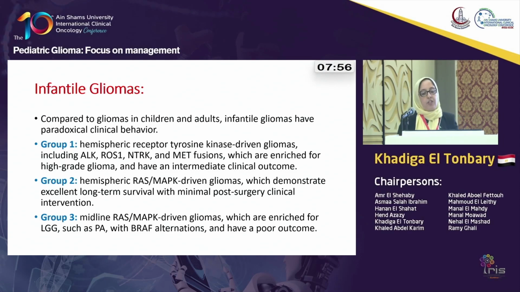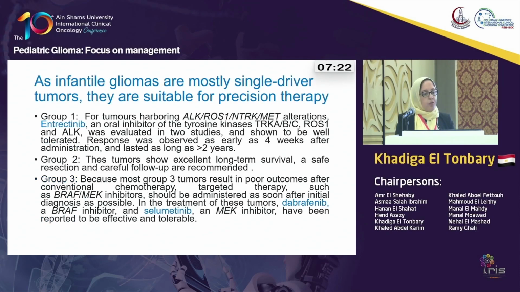Group 1 is hemispheric receptor tyrosine kinase-driven gliomas, and they are enriched for high-risk gliomas and have intermediate clinical outcome. Group 2 is hemispheric RAS-MAPK-driven gliomas, which demonstrate excellent long-term survival with minimal post-surgery clinical intervention. And lastly, Group 3, the midline RAS-MAPK-driven gliomas, which are enriched for low-grade gliomas, such as pilocytic astrocytomas with BRAF mutations, and have poor outcome in this special age group. I will not go through this.